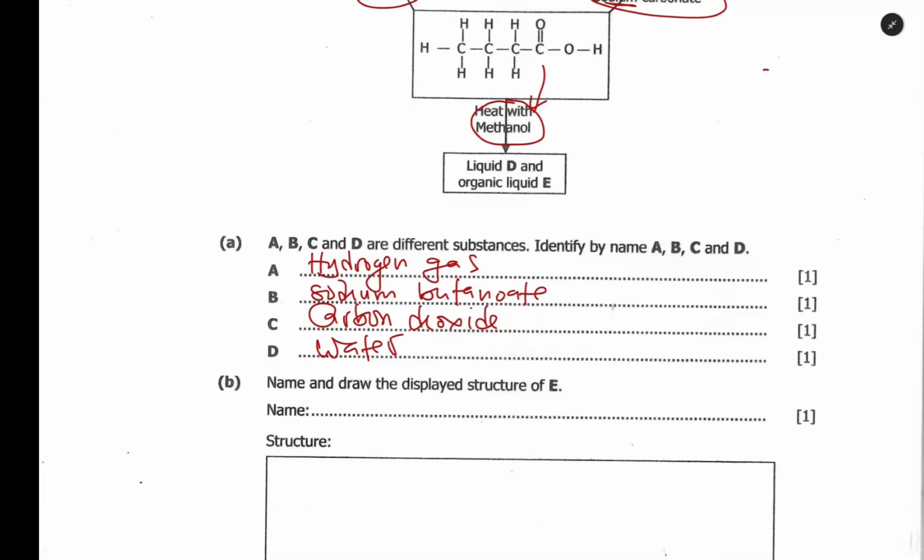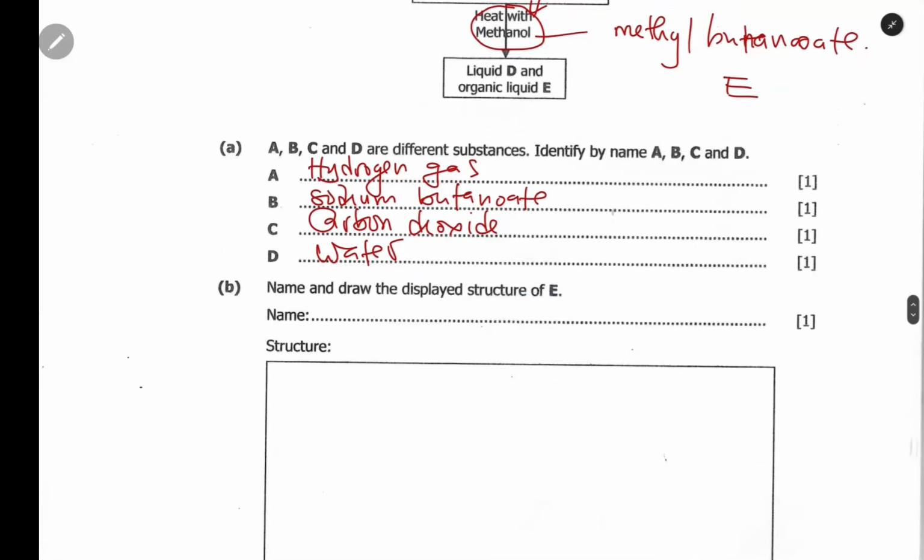Then organic liquid E. Organic liquid E is an ester. And what is the name of this ester? This is butanoic acid. This is methanol. So it's methyl butanoate. I guess we'll find the question where we have to answer this one. So that is how we answer the first question.